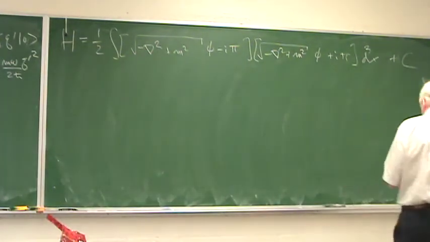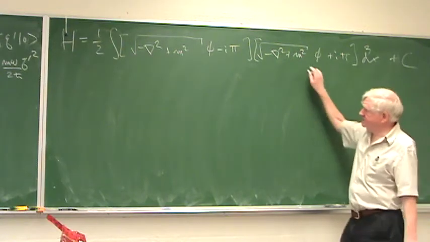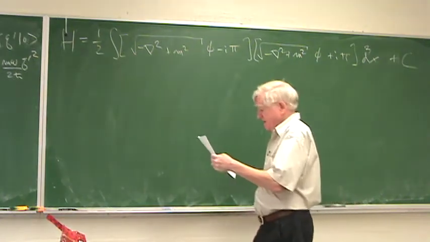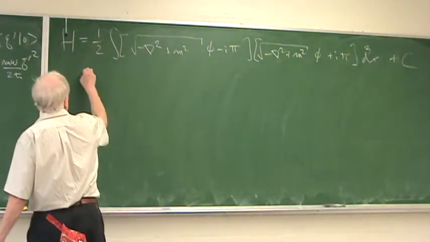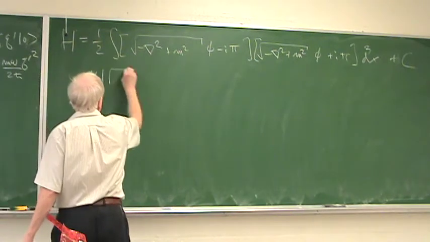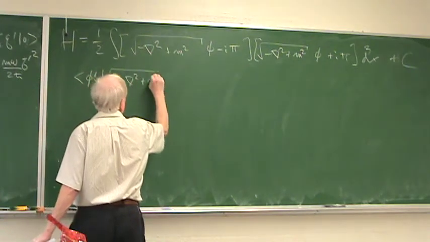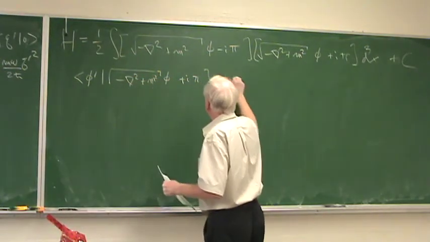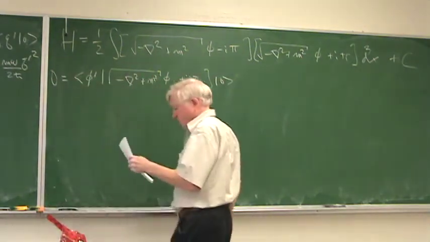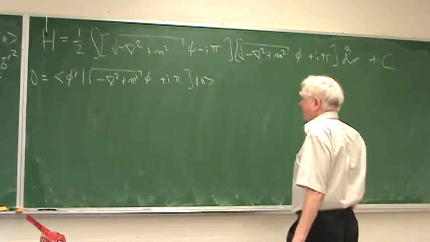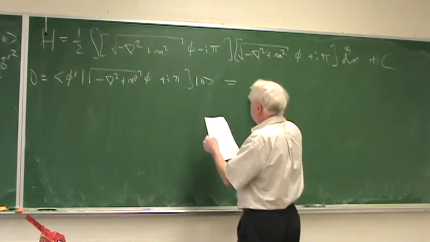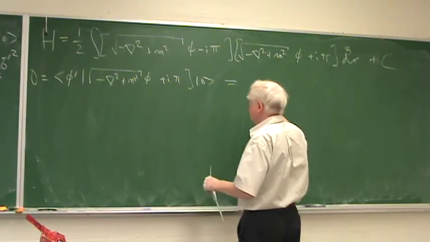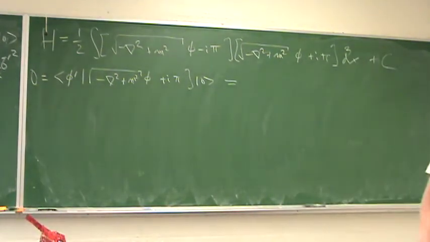Then, if we want this to annihilate, this is a positive operator here. If we want this to annihilate the state, then what do we have? Well, we have the equation. What we want is (square root of minus grad squared plus m squared phi' plus i pi) on the vacuum equal to zero. That's what we want. And so what does this say? Well, if you multiply the square root of negative del squared plus m squared by itself on the other side, you get negative del squared plus m squared.